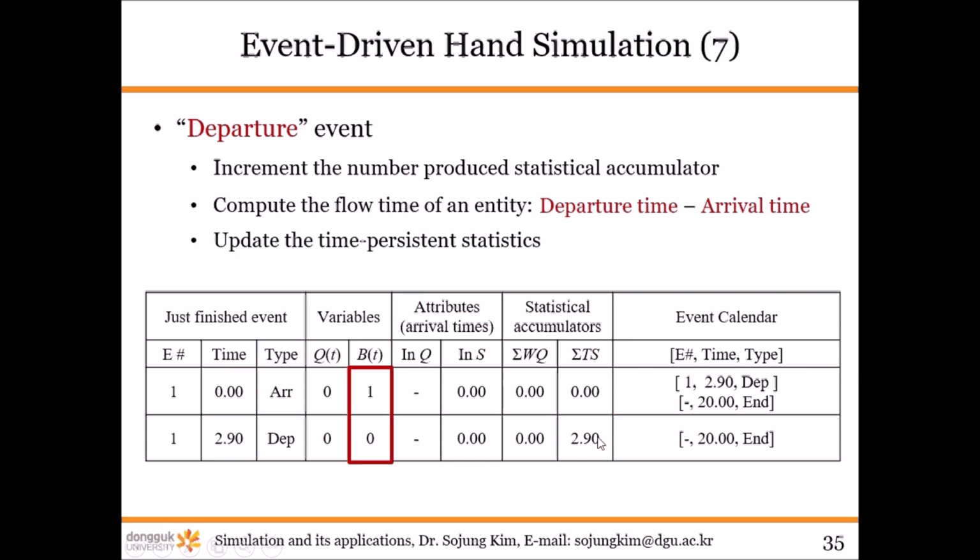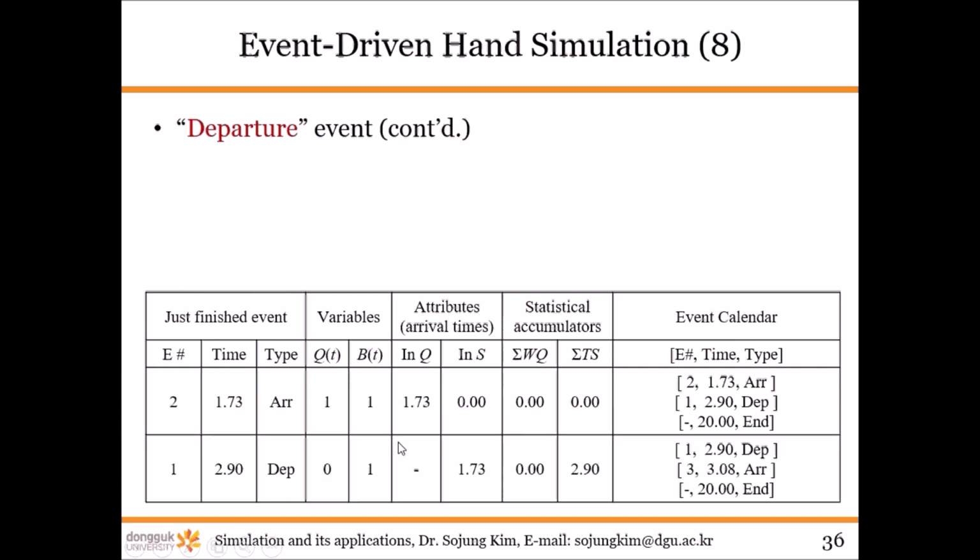Got it? And we also update the time persistent statistic. When you have a departure event, we update the time persistent statistic. In this case, because the first entity already left the system, the BT value, number busy, becomes 0. All right.